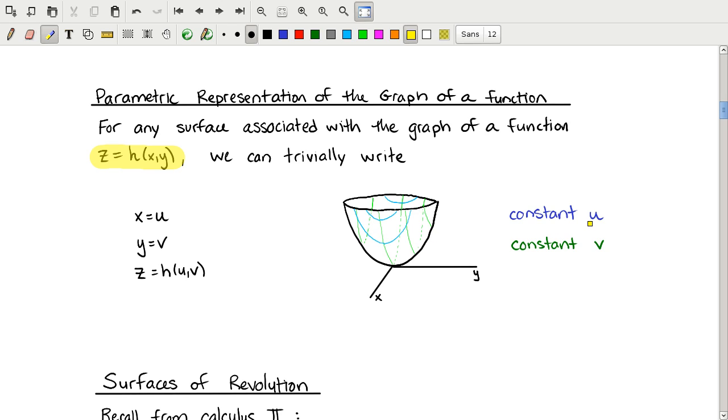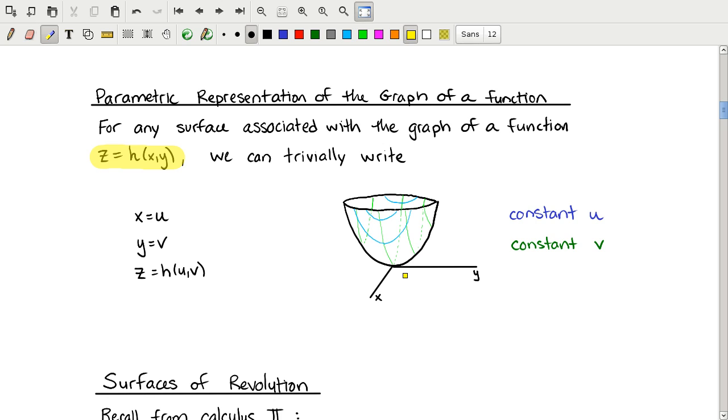So constant u is constant x, and letting y vary, we trace out these parabolas on the side of the paraboloid, going in the plus and minus y direction because x is held fixed. Similarly, the coordinate lines of constant v correspond to lines of constant y, which are those Cartesian lines projected up on the paraboloid. So we have parabolas in x up on the paraboloid where x varies while y is held constant.